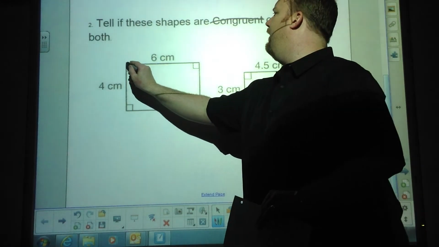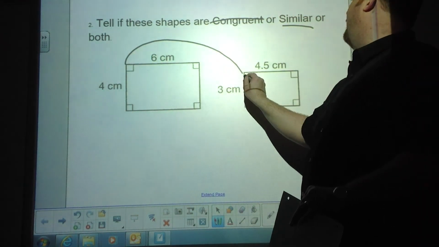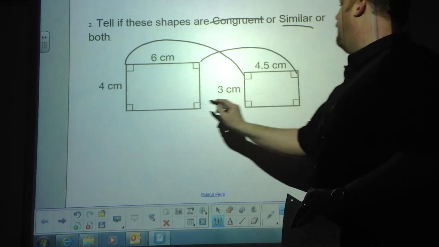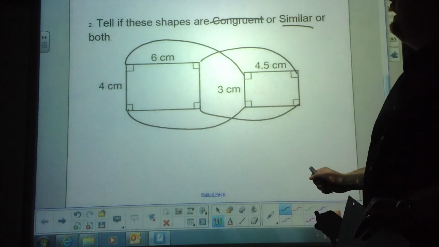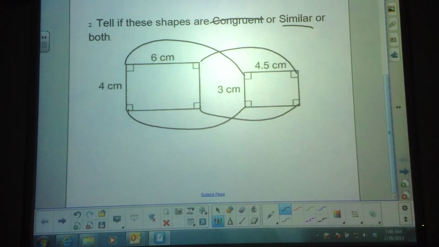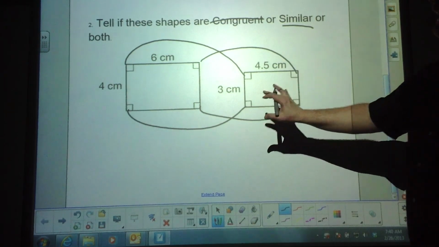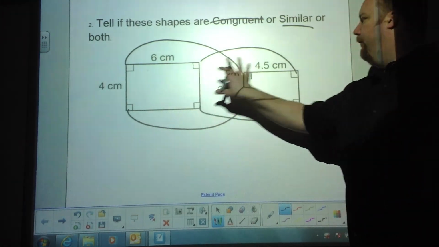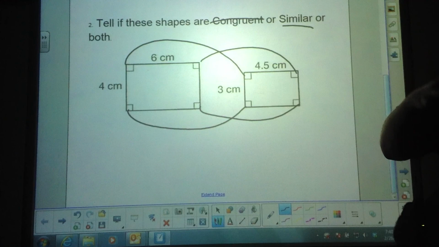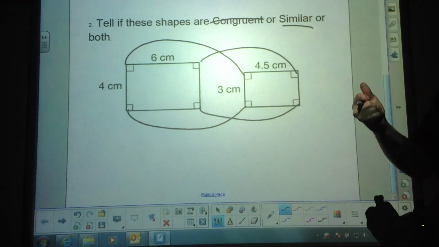Well, this angle goes with this angle. This angle goes with this angle. This angle will go with this angle, and this angle will go with this angle. Now, luckily for us, this is laid out perfectly for us, and we really don't have to do any guesswork. Sometimes you're going to have to do a little bit of work to figure out which angle corresponds with another one. Now, the good news again here is these are rectangles, it looks like, and they're all right angles. Therefore, they all are the same. So all of the corresponding angles are equal.